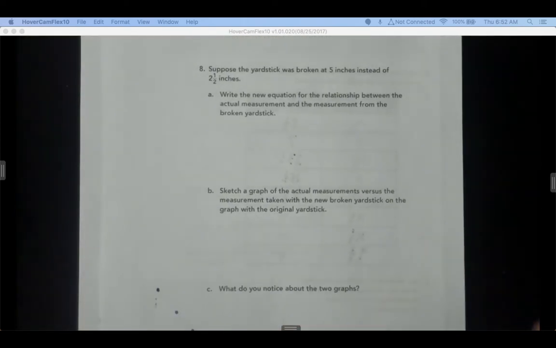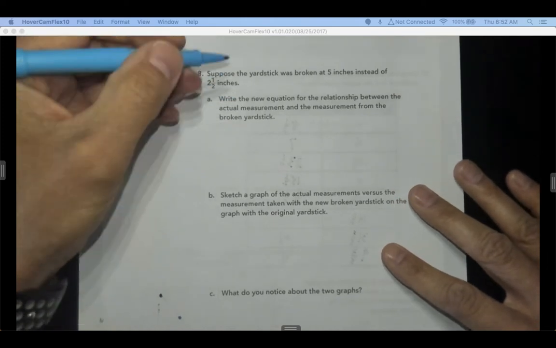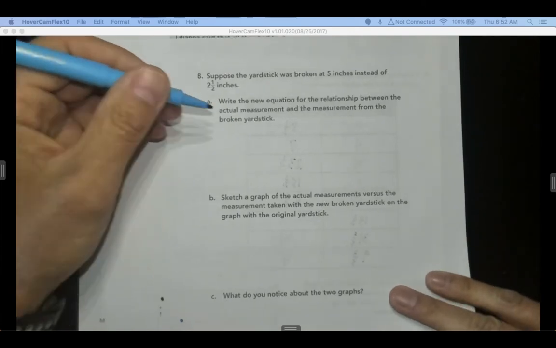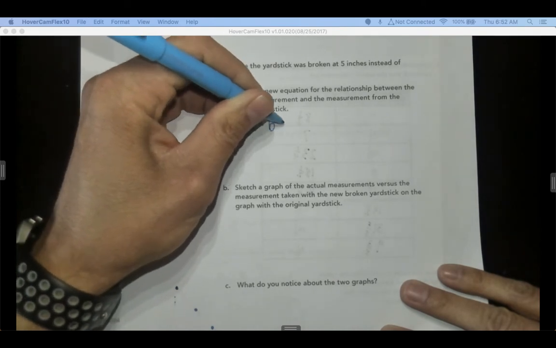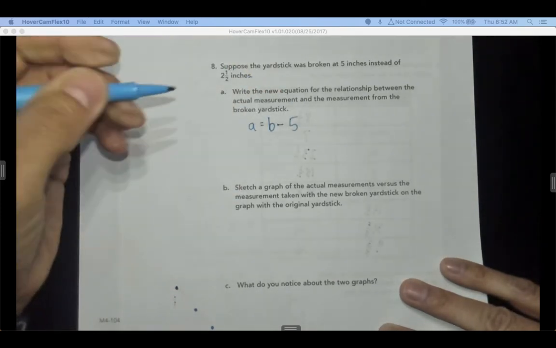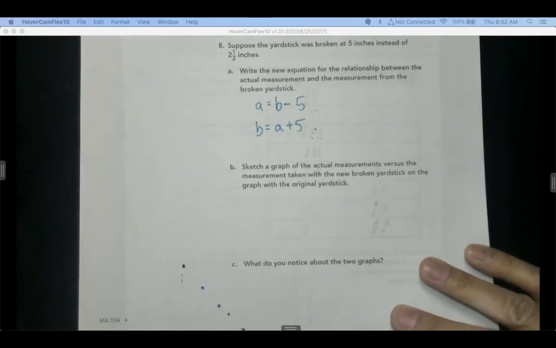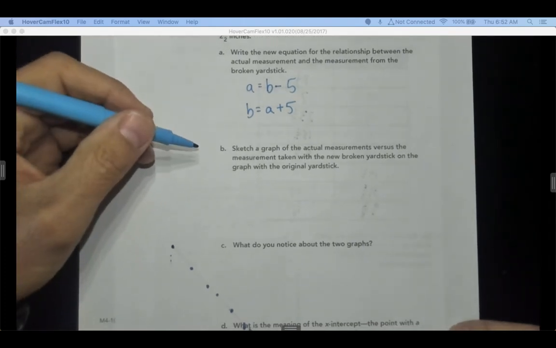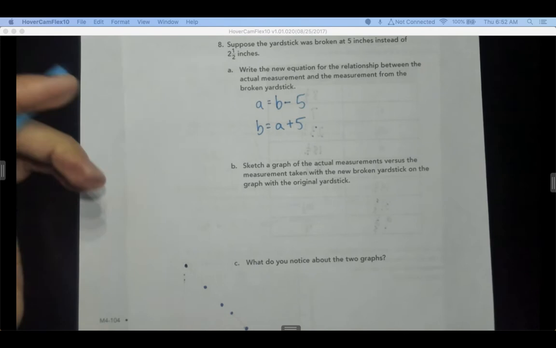Then number 8, suppose the yardstick was broken at 5 inches instead of 2.5 inches. Write the new equation for the relationship between the actual measurement and the measurement from the broken yardstick. Okay, the actual measurement is going to be the broken one minus 5 inches, or the broken one is going to be the actual measurement plus 5 inches. Sketch a graph of the actual measurements versus the measurements taken with the new broken yardstick on the graph with the original yardstick.